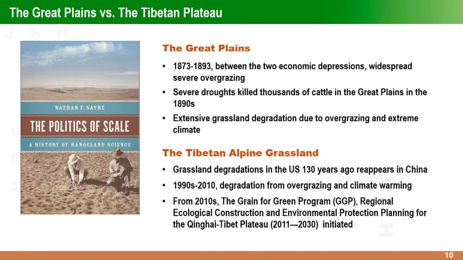During the 1990s to 2010, there was severe degradation of the alpine grassland just because of the grazing and the climate change. But when we visited the central plains, I don't see any severe degradation of the grassland. So the overgrazing probably is not a big issue in America, but it's really an issue in China.